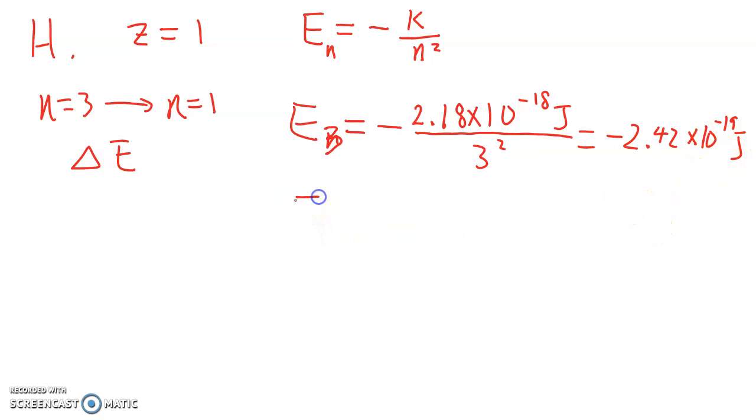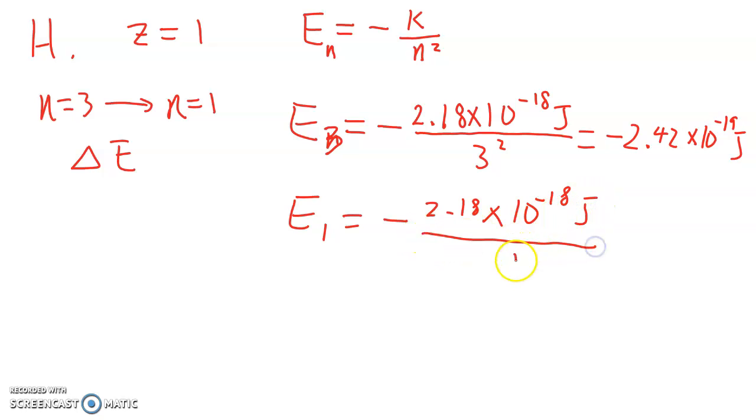Okay, so what is the energy on the first level? N equal to 1. It will be equal to negative 2.18 times 10 to the negative 18 joules, and I divide it by 1 squared. So what I would get is negative 2.18 times 10 to the negative 18 joule, because this 1 squared is 1.